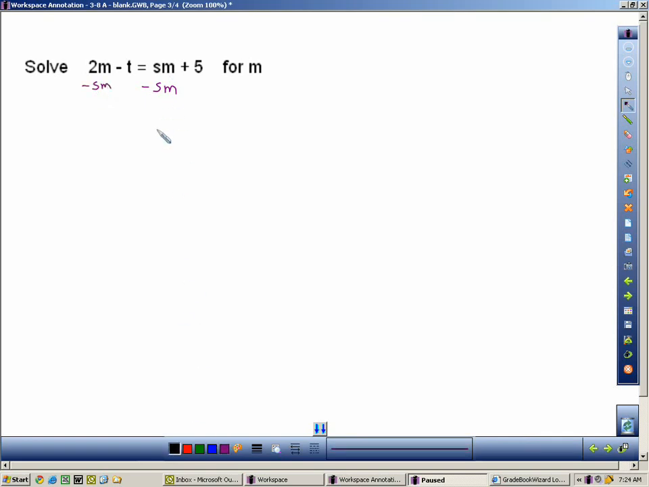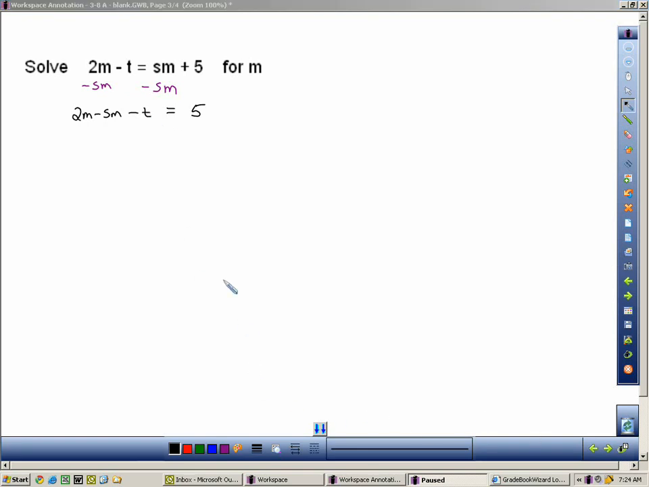Well, the right side is fairly easy. The sm's are going to cancel off, leaving me with just the 5 and the equal sign. But on the left, since 2m and sm are not like terms, because this is two variables being multiplied and this is a coefficient and a variable, the only thing I can do is write 2m minus sm minus t.